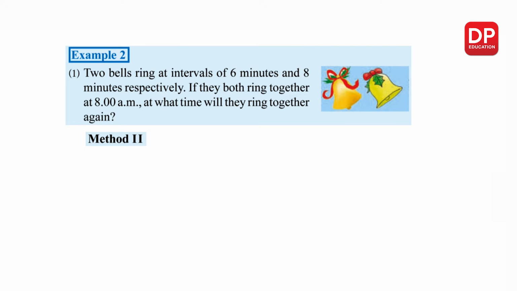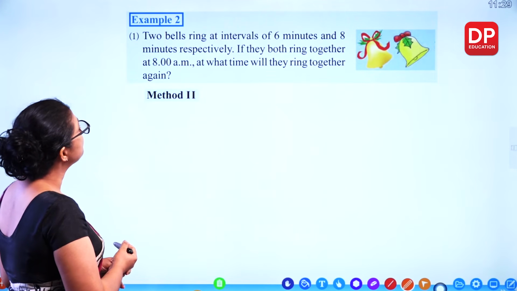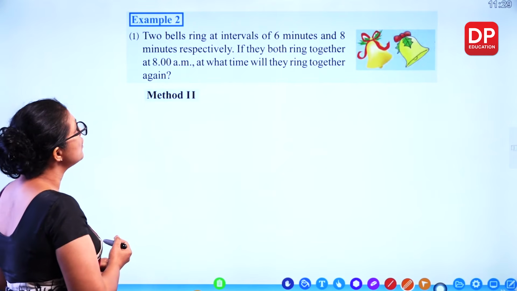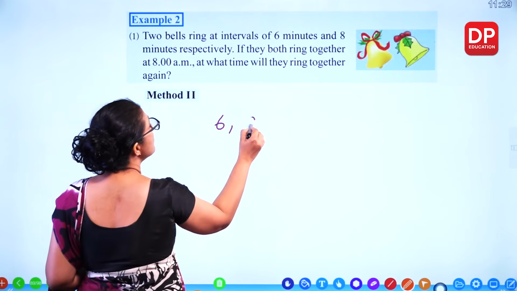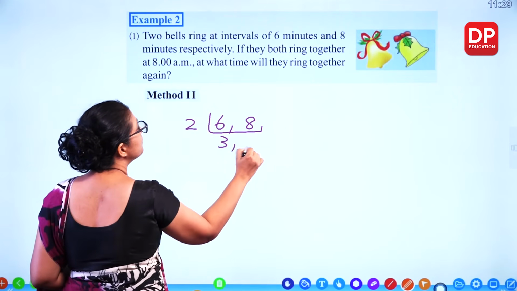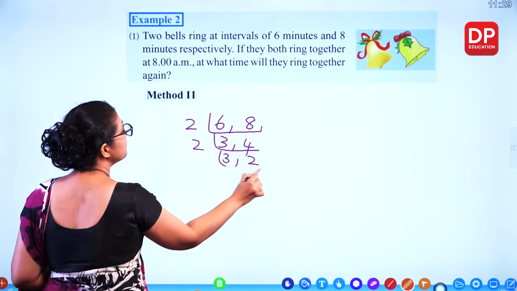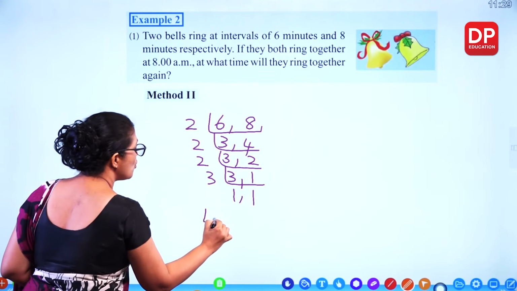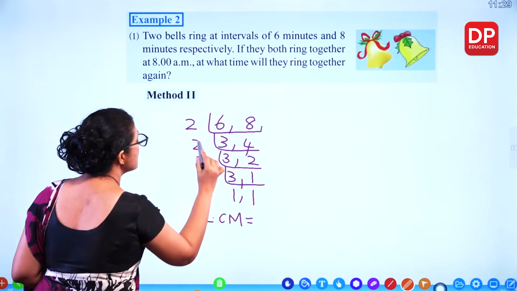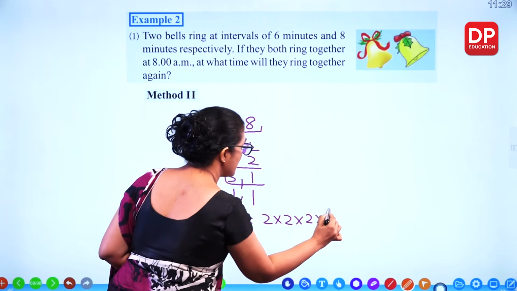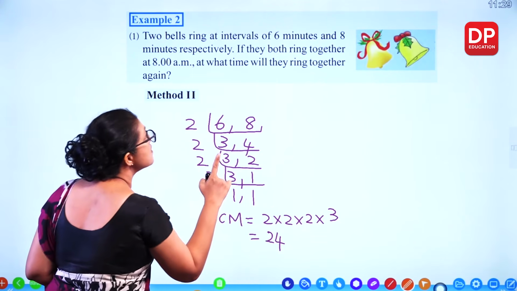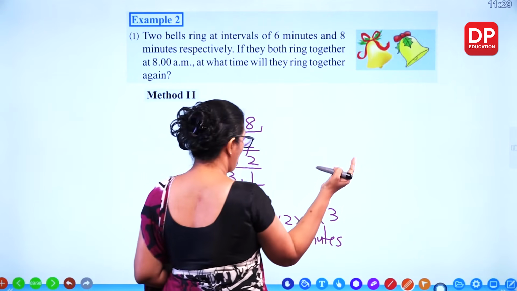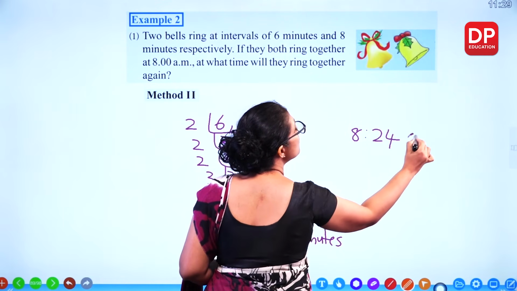Now same thing, second method. So you need to find out the lowest common multiple of 6 and 8. So how we find out the lowest common multiple of 6 and 8? We write down like this, divide by 2, divide by 2 again, here 2 again, and 3. Till you get 1, you divide and multiply these. So lowest common multiple is 2 times 2 times 2 times 3. 8 times 3, 24. This is in minutes. So 8 plus 24 minutes means 8:24. It will ring again.